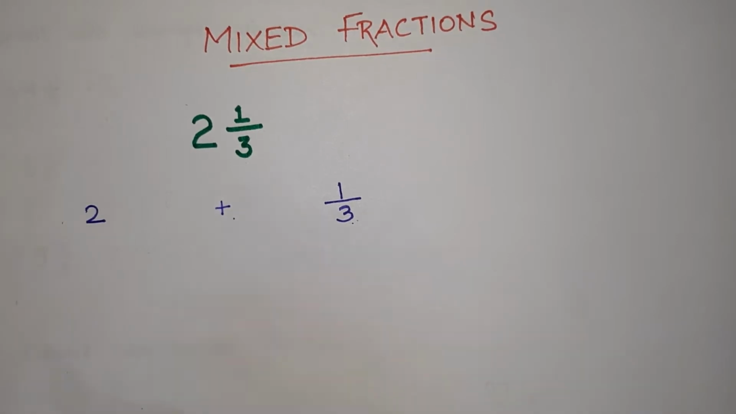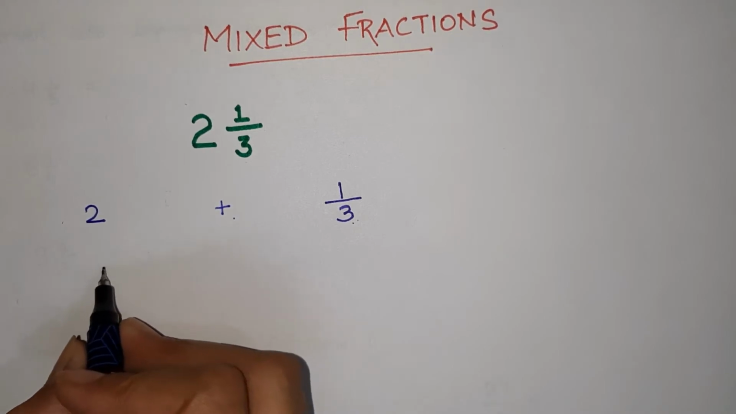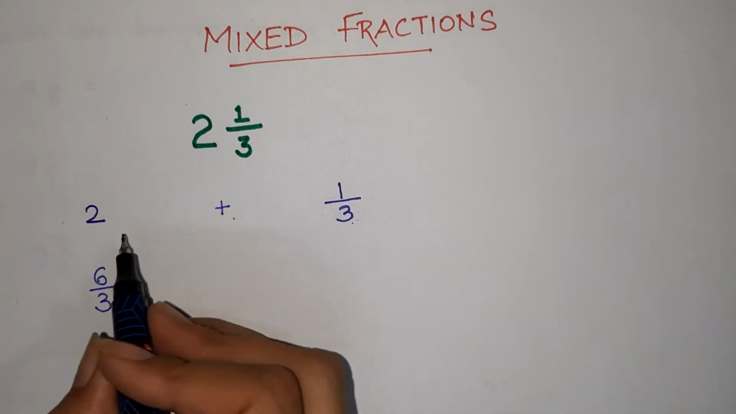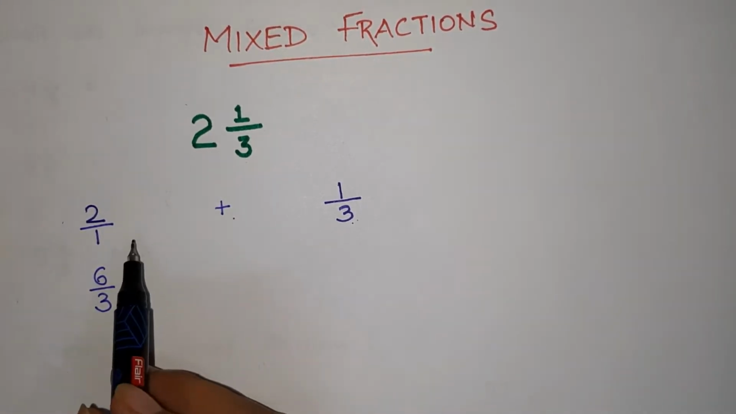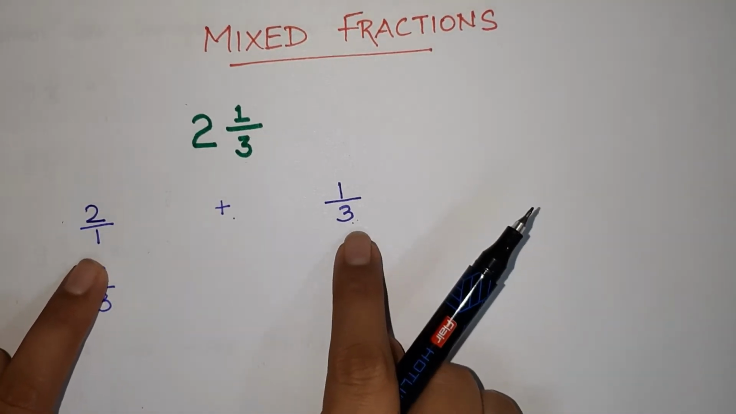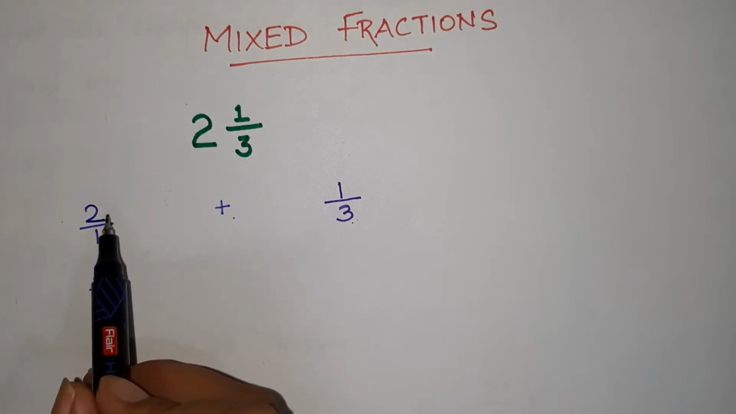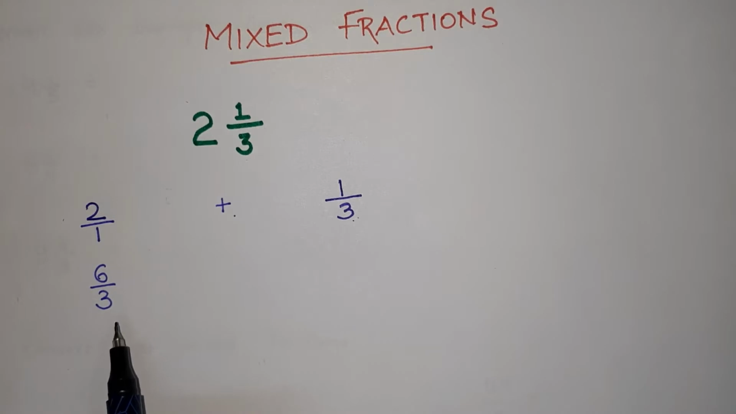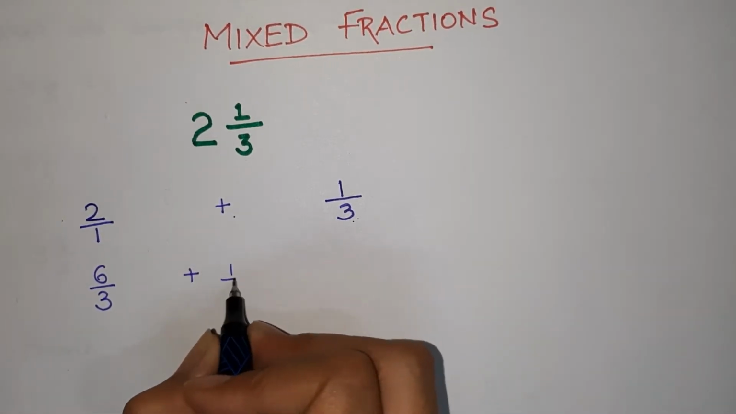Let's write the whole part a bit differently. 2 can also be written as 6 by 3. If there is nothing in the denominator, we can write 1. And to make the denominator the same for both numbers, we just have to multiply the denominator and the numerator by 3. 2 can be written as 6 by 3 because 3 times 2 is 6. And we write 1 by 3 as it is.